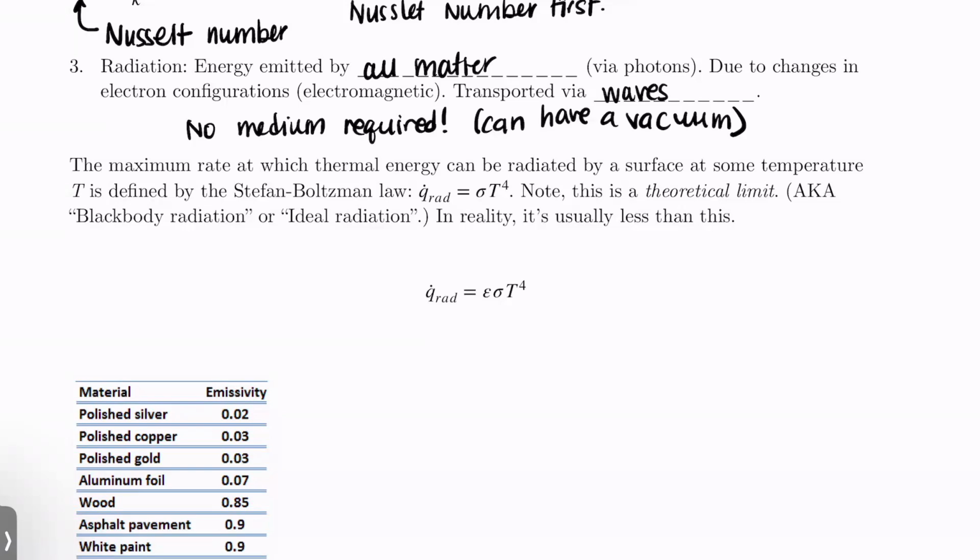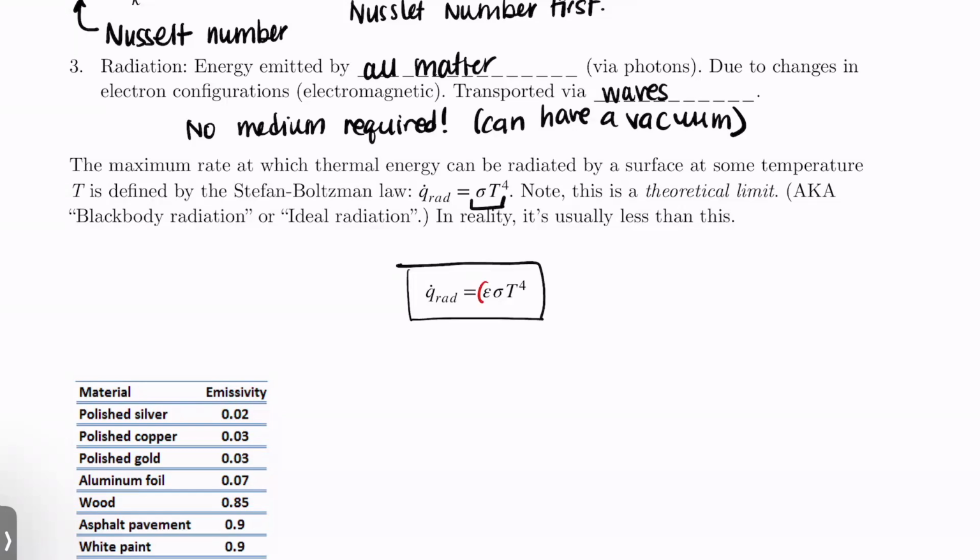But the maximum rate at which thermal energy can be radiated by a surface at some temperature T is defined by the Stefan-Boltzmann law. So that's what this is right here. We have Q dot for radiation equal to epsilon times sigma T to the fourth. Actually, sorry, without the epsilon, this is a theoretical limit. So this is black body radiation or ideal radiation. But in reality, it's typically less efficient than this, so it's going to be a lesser number. That's why epsilon is introduced here.